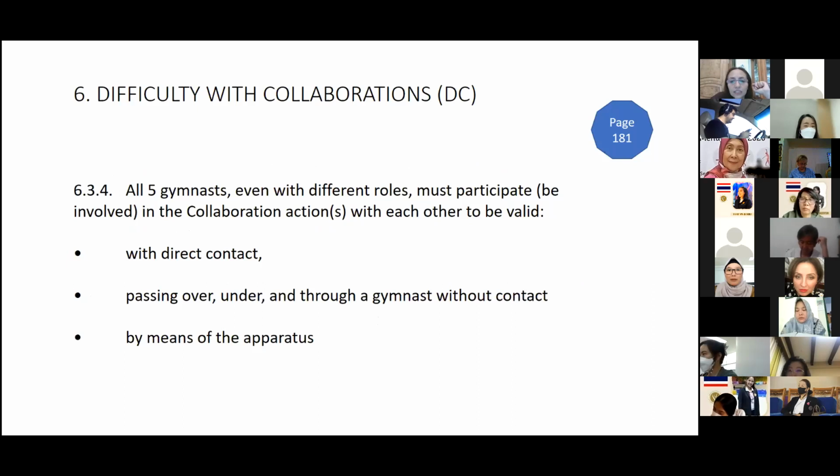All 5 gymnasts, even with different roles, must participate. They must be involved in the collaboration, either with direct contact, passing over or under or through a gymnast without contact, or by means of the apparatus. So everybody must collaborate in a collaboration.